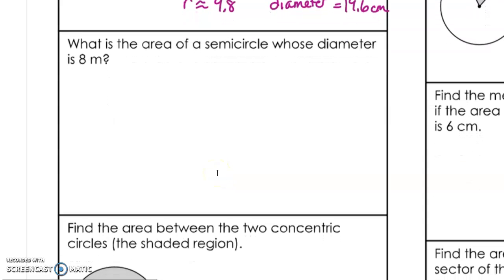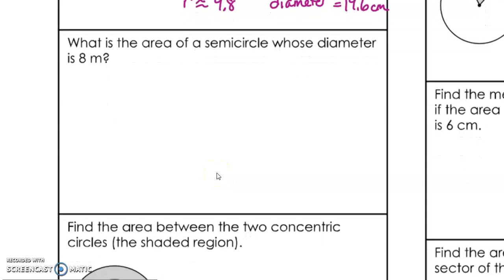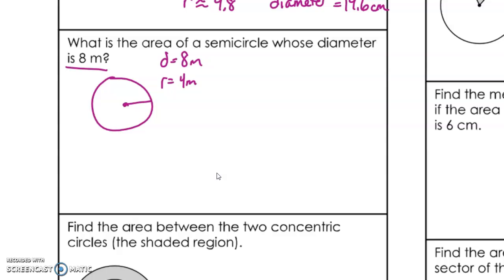Okay. What is the area of a semicircle whose diameter is 8 meters? All right, well, first of all, the diameter is 8, so what is the radius? All right, the radius is 4. Now, if you think about that circle, the radius is 4, so we can find the area of the circle as pi times radius squared. So that's 16 pi. Okay, that's the area.